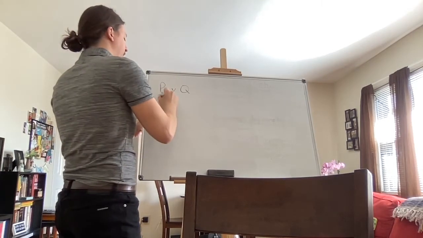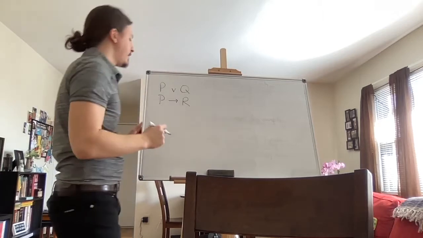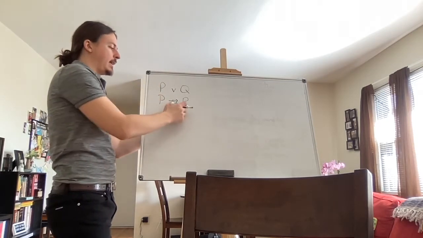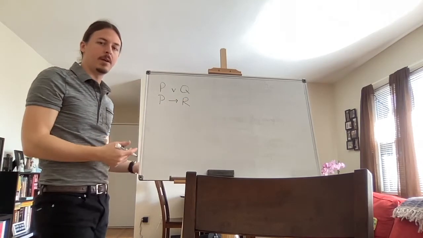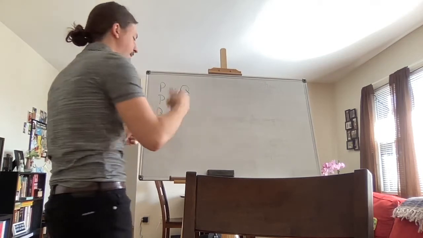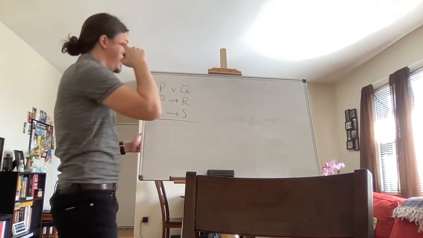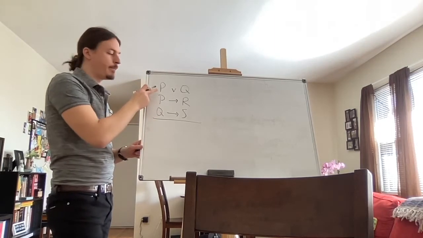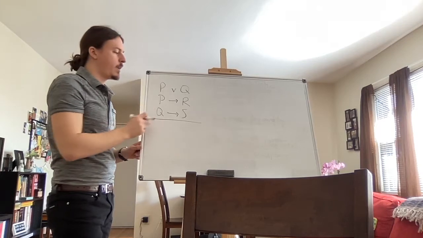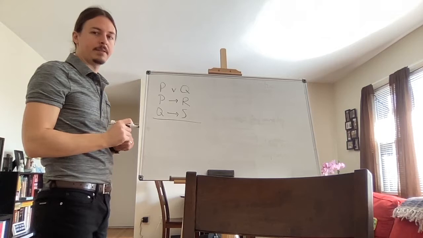The second premise we say, all right, well, if P, then R, right? So if the first variable happens, then this certain consequent will follow. Then the third premise we say, if Q, then there's a different consequent that might follow. So either P or Q, if P then R, if Q then S. The question is, what conclusion necessarily follows from this?